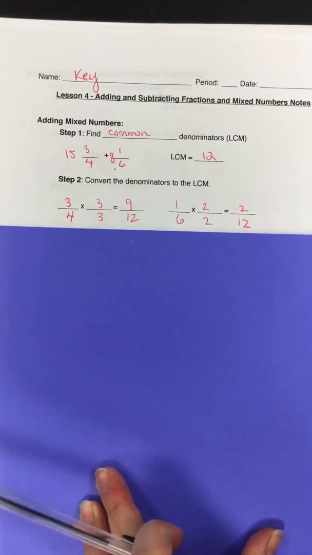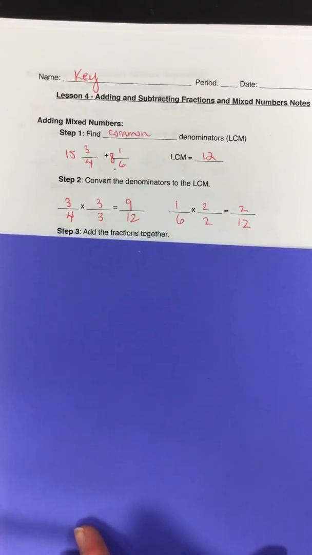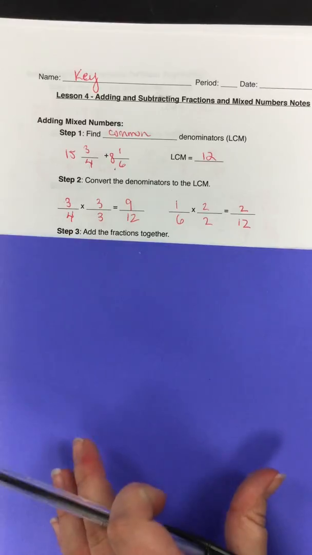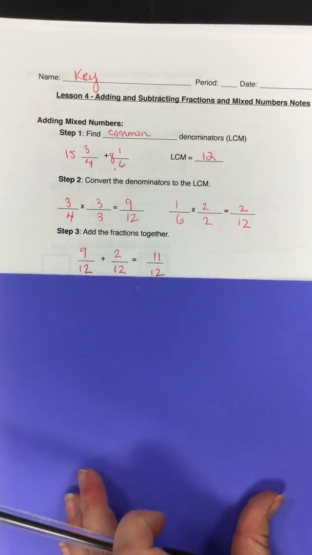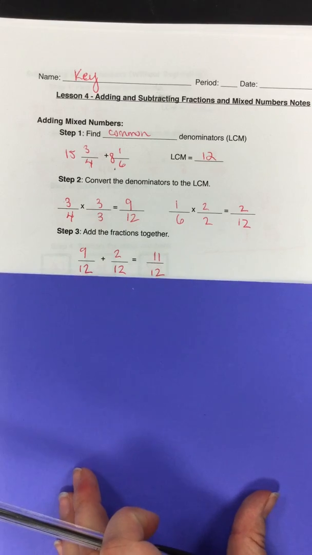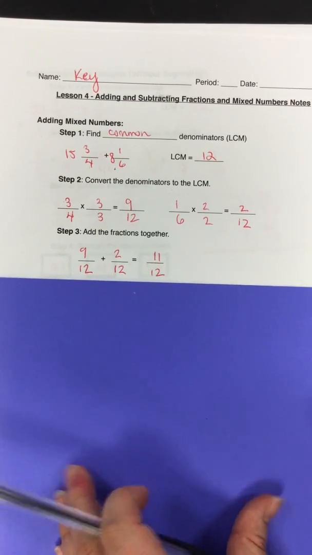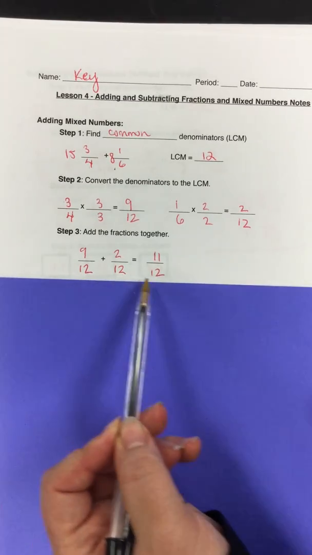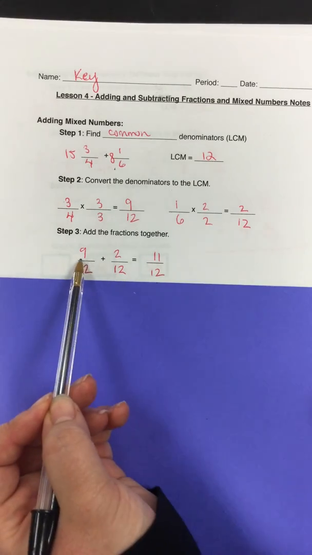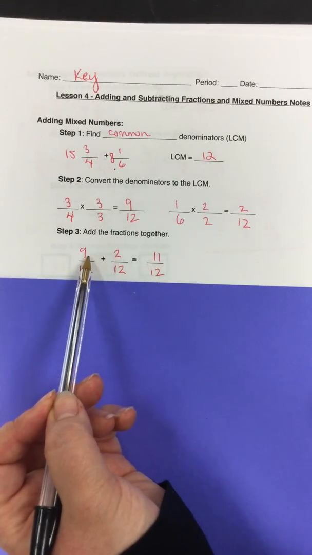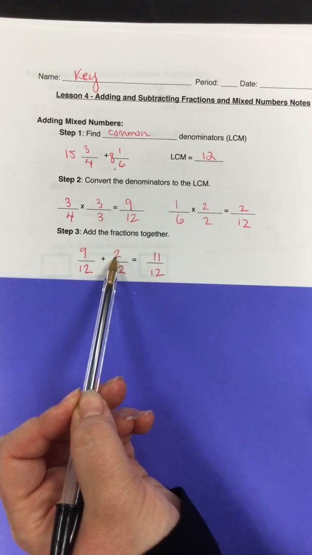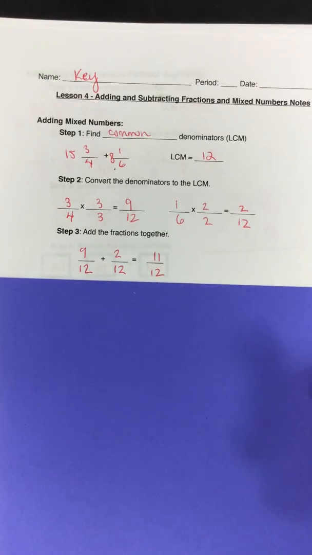Now we have two new fractions and they both have a common denominator. What we're going to do now is add those fractions together. When you're adding fractions with a common denominator, the denominator stays the same all throughout the problem. You only add the numerators. So we're going to take 9 plus 2, which equals 11.